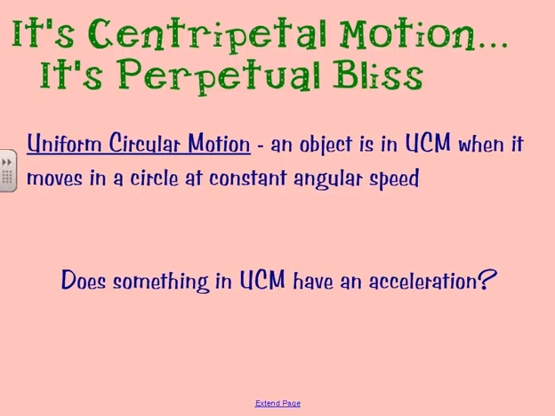This video is discussing a specific type of rotational motion called uniform circular motion. Uniform circular motion refers to an object that is moving in a circle at a constant angular speed. So the question is, does an object in uniform circular motion have an acceleration? To help us answer this question, let's look at this little simulation.